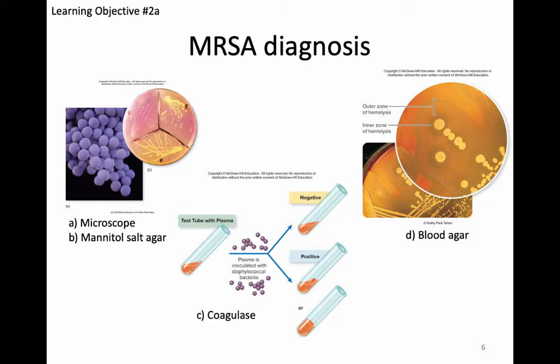From the patient swab, we can add that to a test tube containing plasma, which is the liquid part of blood. This is often isolated from rabbits or goats. So you would add the patient swab with the plasma into a test tube. If the microbe produces coagulase, which is an enzyme that causes blood clotting, and Staph aureus often does produce coagulase, the coagulase will turn the liquid plasma into a solid.